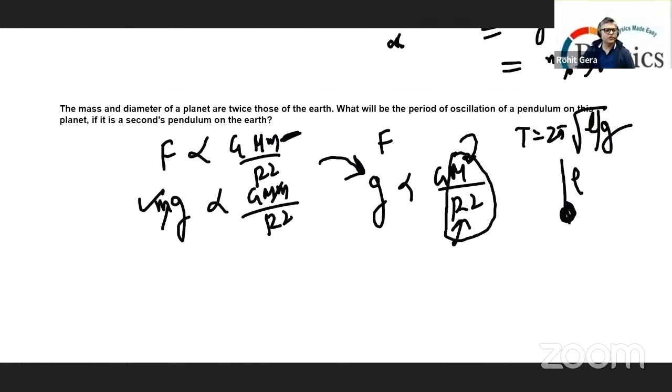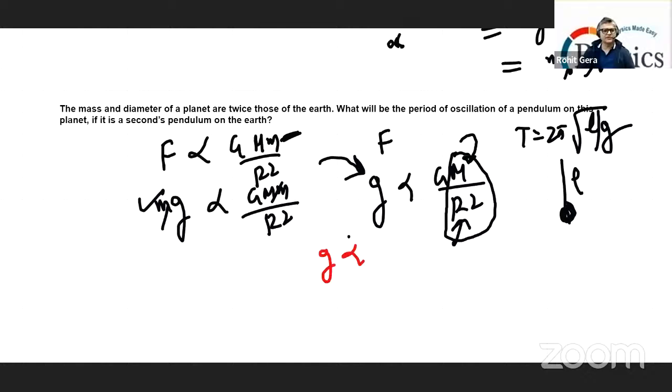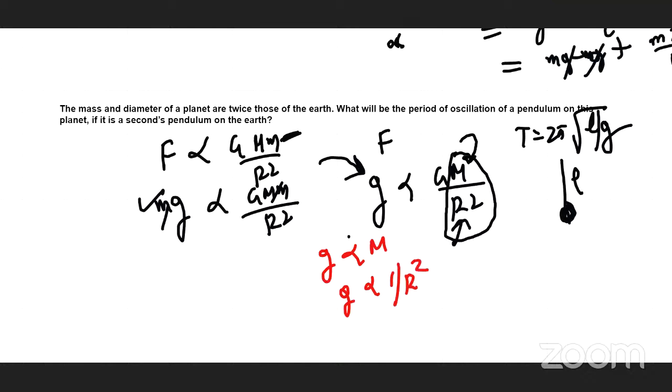ये समझ में आ रहा है ना, what is the message here, how the variables are impacting gravity. They are directly proportional. Gravity is directly proportional to the mass of a planet and inversely proportional to the radius square of a planet. ठीक है.